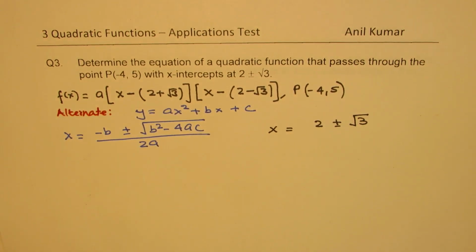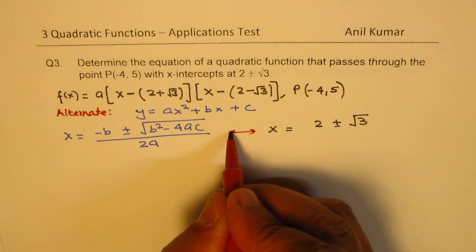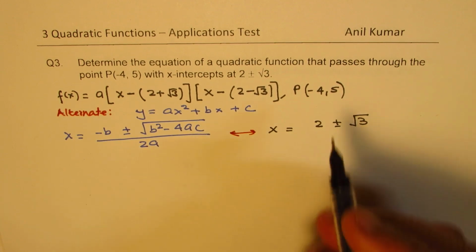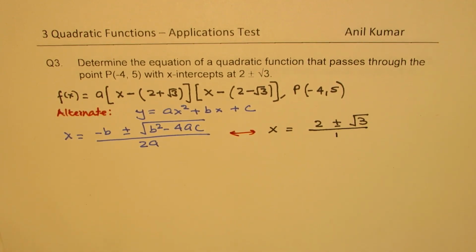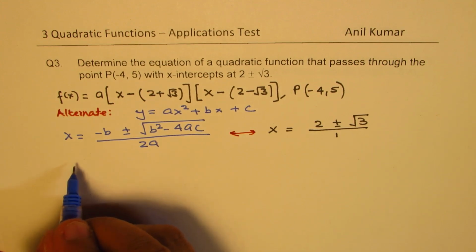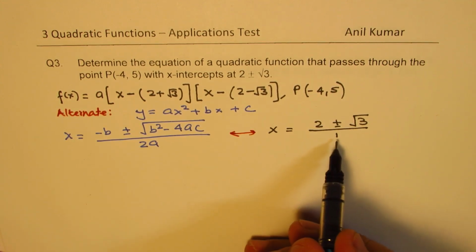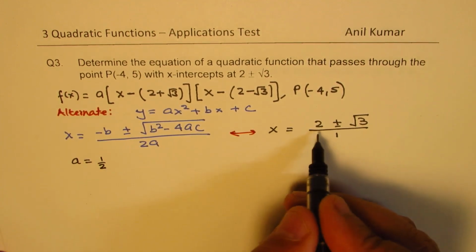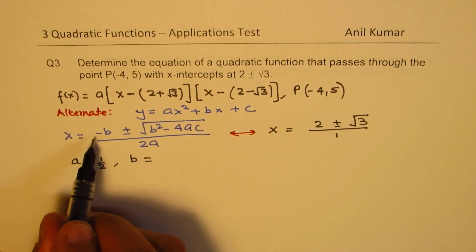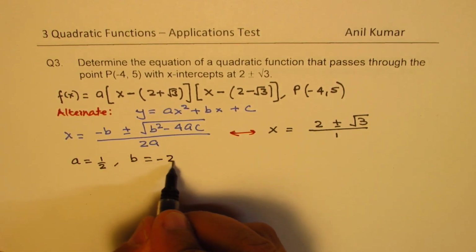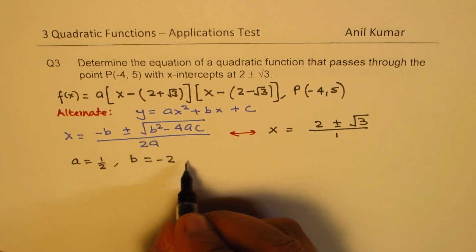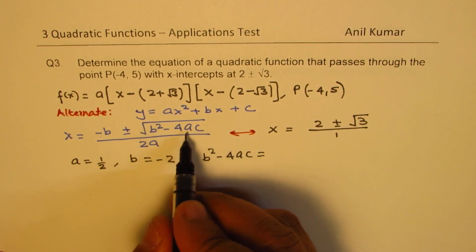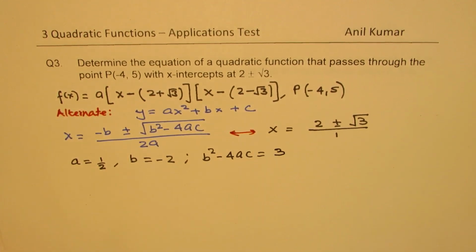Now, clearly, if you compare these two, what can you say? Well, you can say that this is divided by 1, right? So if you compare, you can say that the value of a is half, since it is like 2a equals 1. So a equals half. You can also say that since minus b is 2, b is minus 2, right? And you know that b squared minus 4ac, inside the square root sign, should be equal to 3.